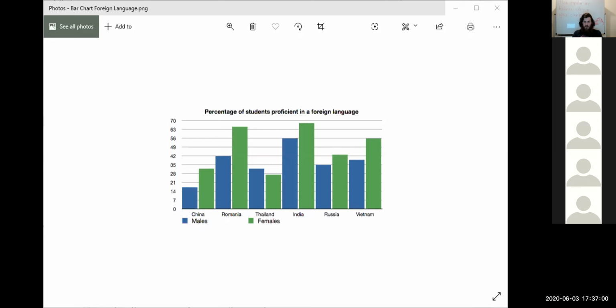Yep, great. So India showed the highest levels of language proficiency. Great, and who can give me a little bit of data there? Can anyone finish that sentence for me? So it is worth mentioning that India showed the highest levels of language proficiency. Who can give me a bit of data there to just finish that sentence for me?